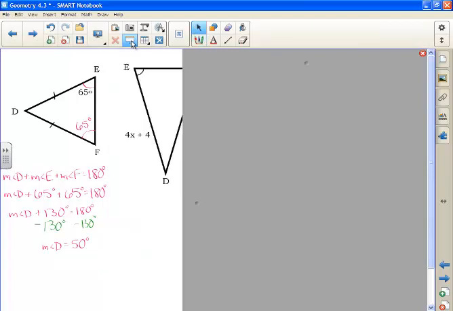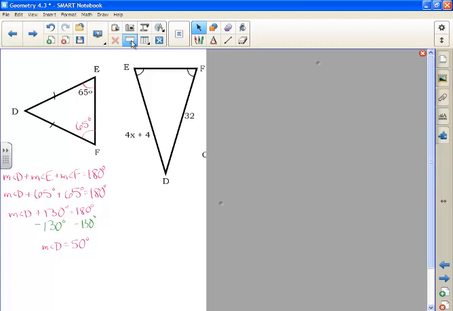In the next problem, I'm told that the two angles E and F are congruent, and I have expressions for each of the side lengths, and I need to figure out how to solve for x in this one. So the converse of the base angles theorem tells me that the sides opposite those angles have to be congruent, and congruent, remember, always means equal.